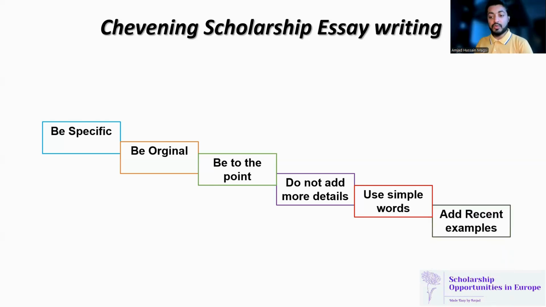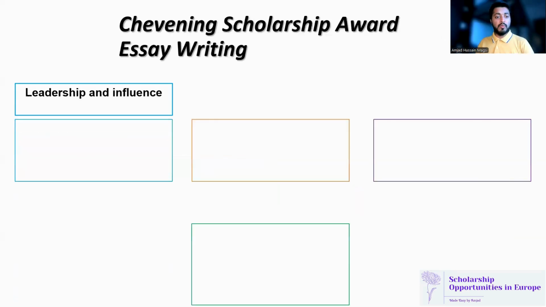The last one is add recent examples, because in my previous video I told you that there are several questions. I'm going to tell you in this video as well that there are several questions in the Chevening essay. So add recent examples of things you have already done. There are several questions asked by the selectors in the essay. What are those questions? Number one is leadership and influence.